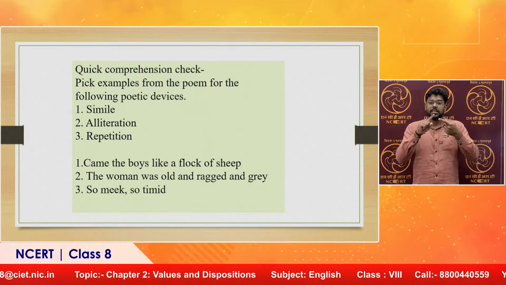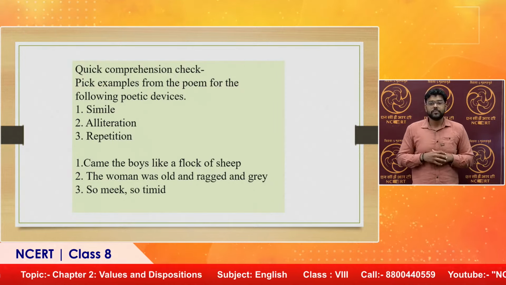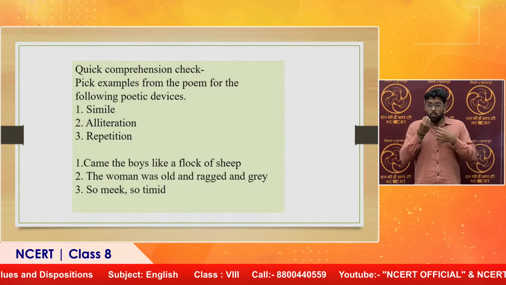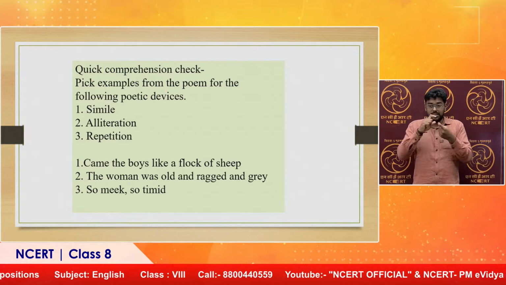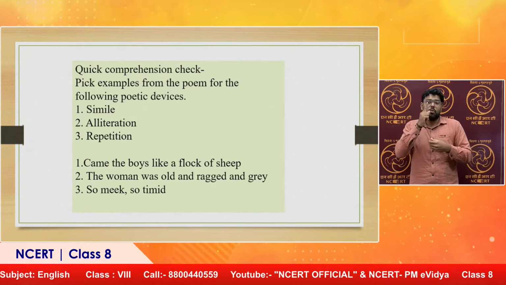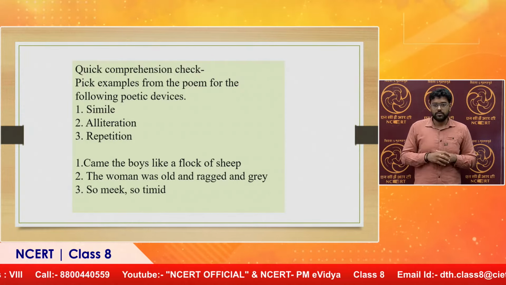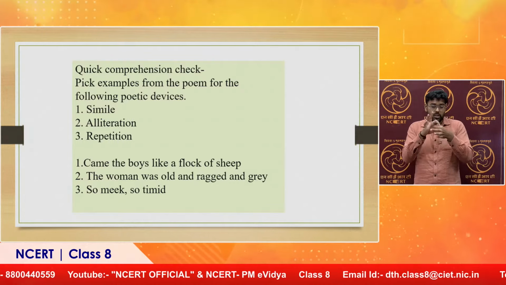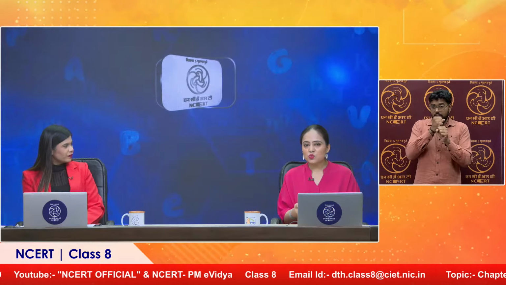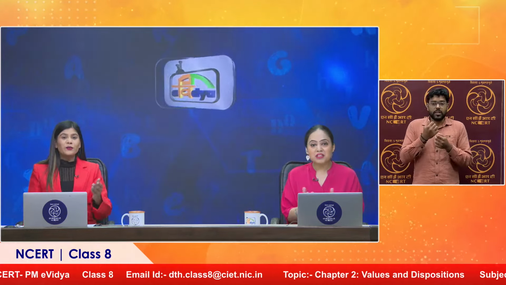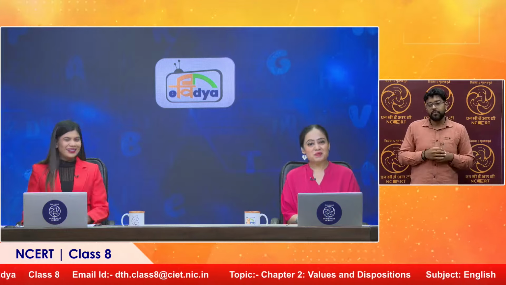Alliteration, ma'am, is when there is a phrase, just see, "the woman was old and ragged and grey." Here the raggedness of the clothes is being imposed on the woman. You will find that the words are very beautifully kept together, like old, ragged, and grey. And I think when we use two words starting with the same letter, that's also an example of alliteration, like our lovely learners, pretty smart students. "My love is like a red, red rose" by Byron.